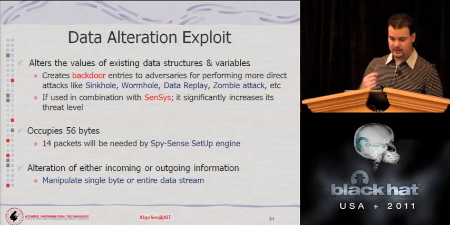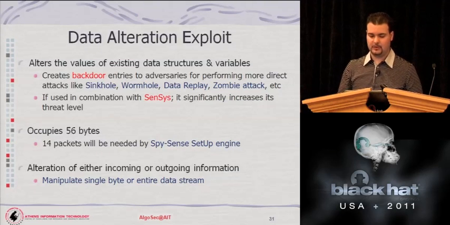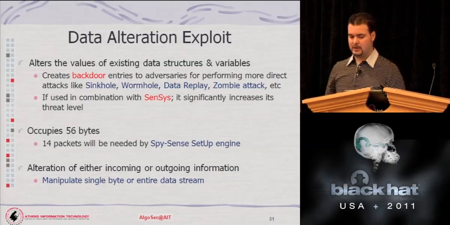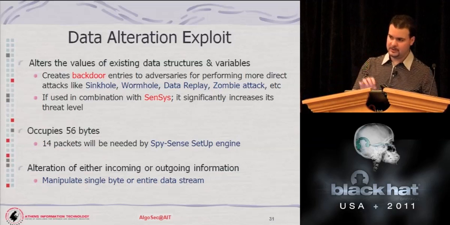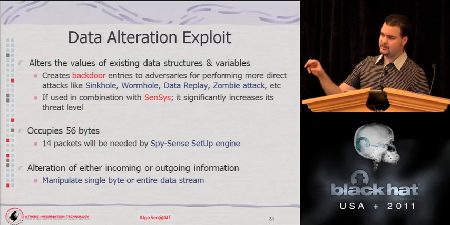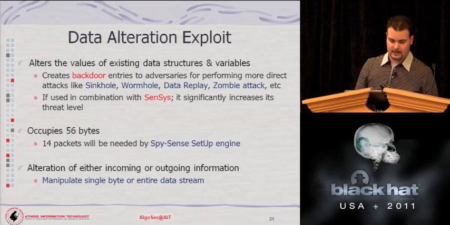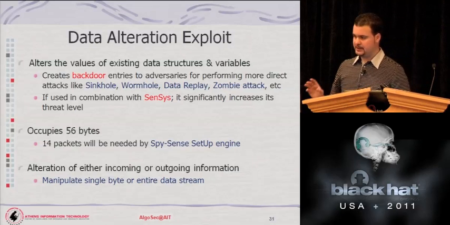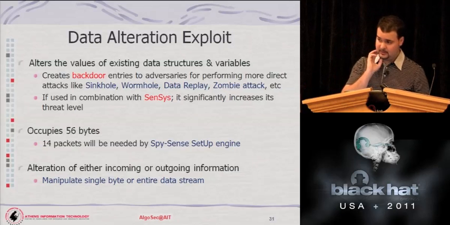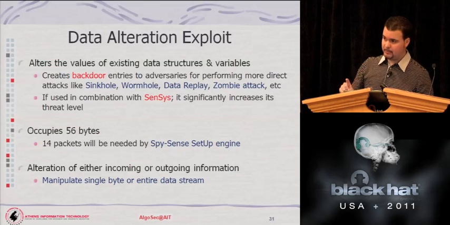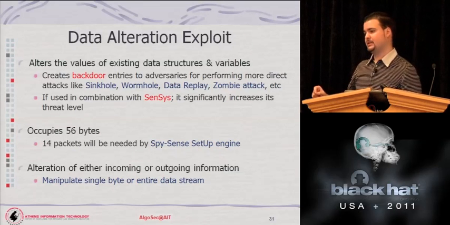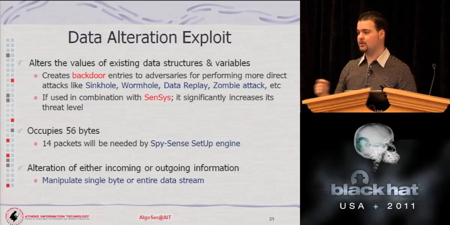Okay. As we said in the beginning, it creates backdoor entries for adversaries to perform more direct attacks like sinkhole, wormhole, data replay, zombie attack, and so on, because this kind of exploit is used as the basis for other exploits like the ID change and the radio communication breakdown. It occupies 56 bits, so 14 packets will be needed by the SpySense setup engine, and you can either alter only 1 byte or the entire message stream, okay, for the incoming or outgoing traffic.